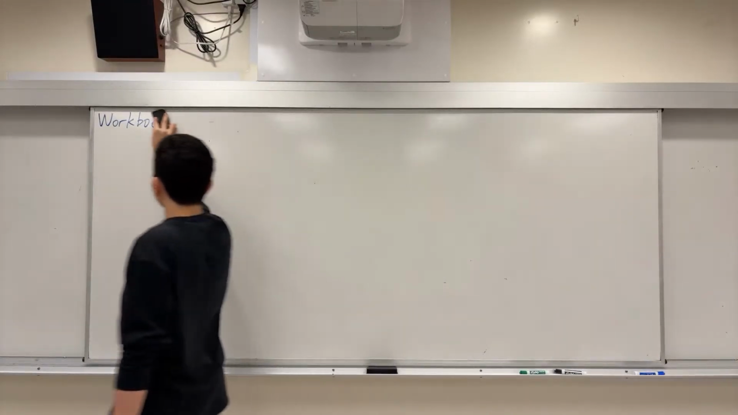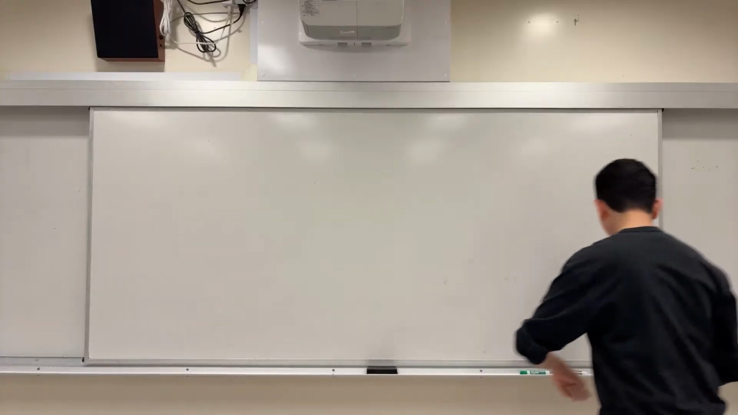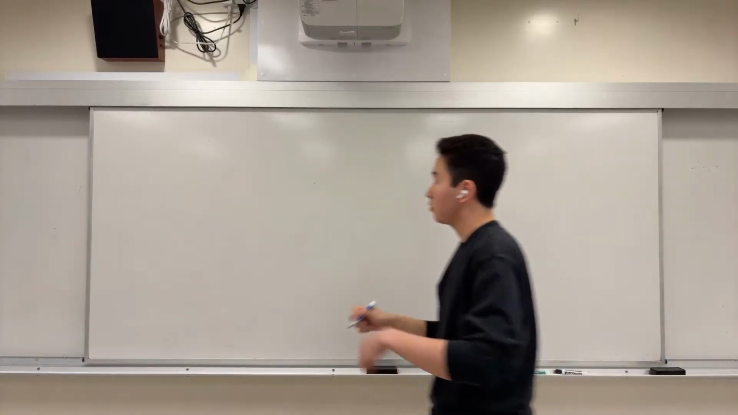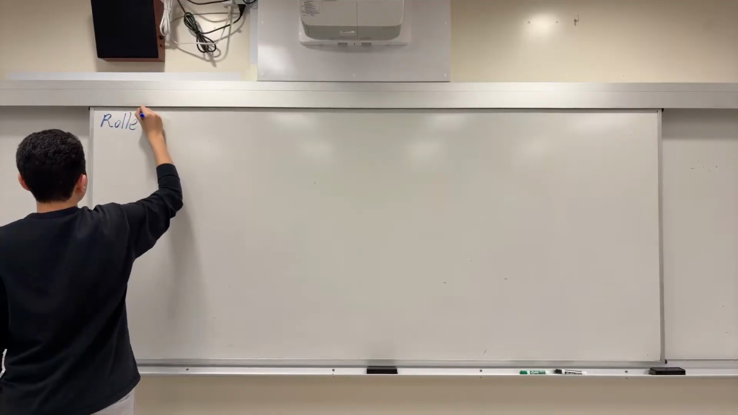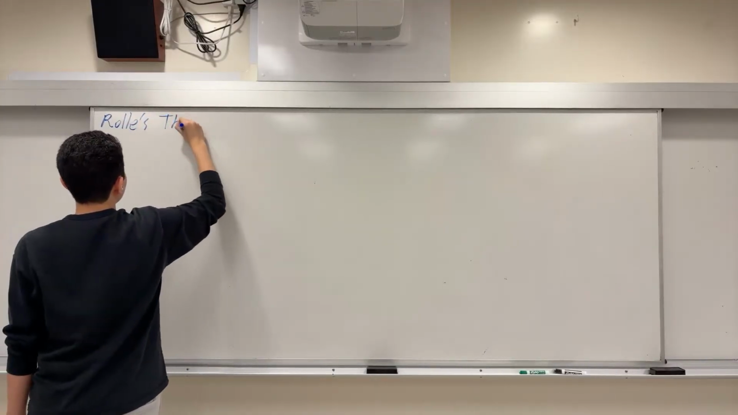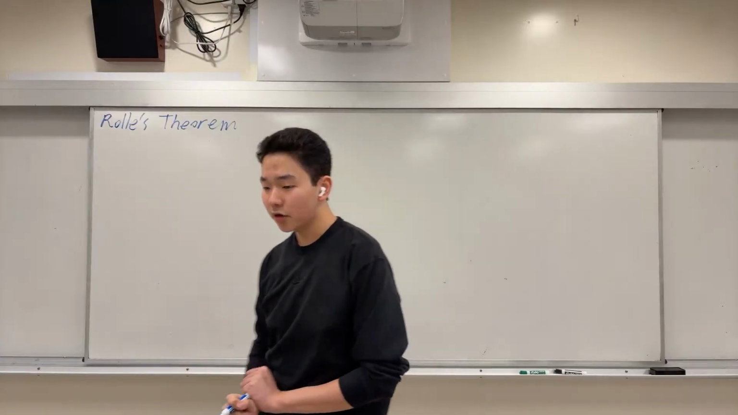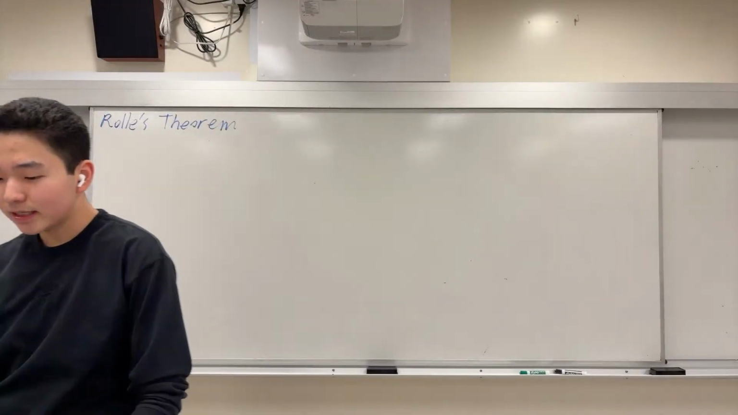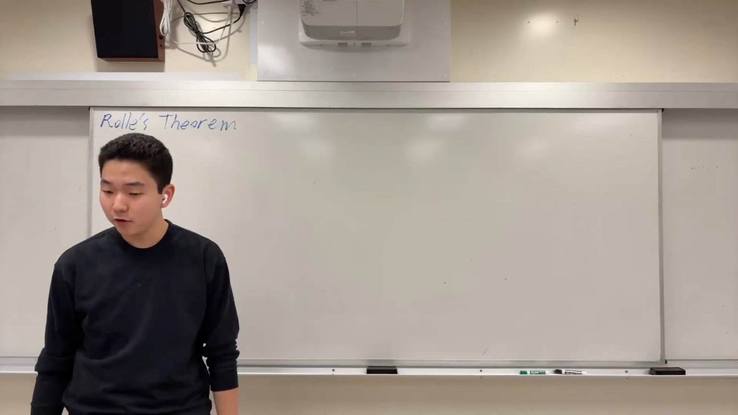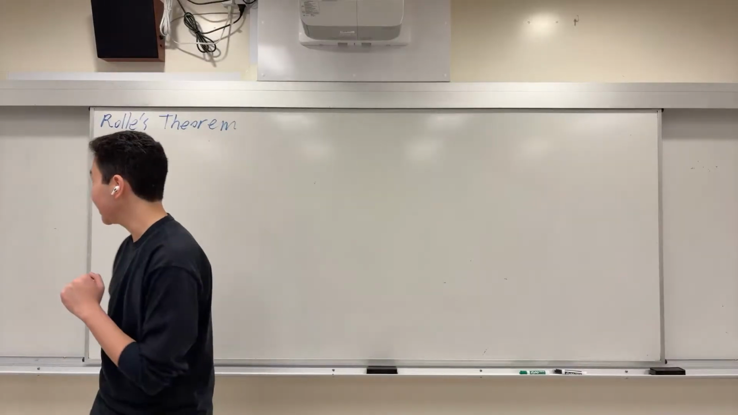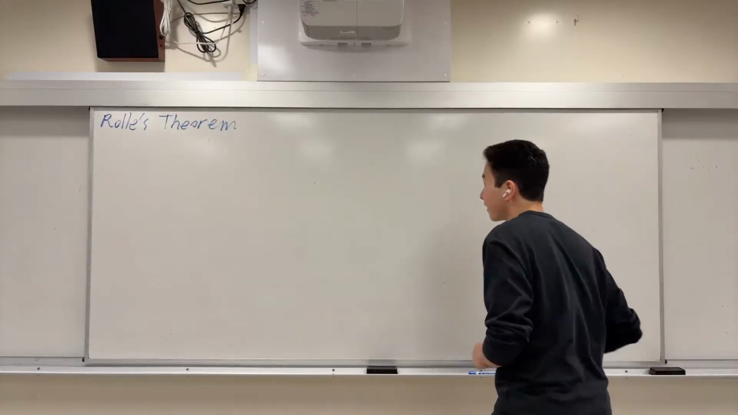Okay, so let's start with Rolle's theorem, because that's a little bit more of a simple case. So this is how you spell it. Okay. So basically, if you take a look at your notes, it will say this. If function f is continuous on the closed interval ab, differentiable on the open interval ab, and fa equals fb. So let's try to draw that out and see what that means.